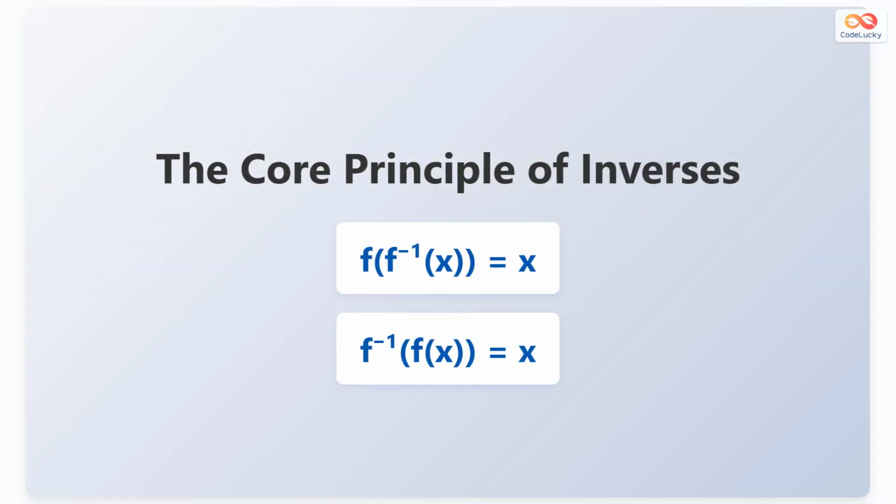So, how do we prove that one function reverses another? We use a special property. If you compose a function with its inverse, you should get back the input value, which we call x. This must work in both directions.